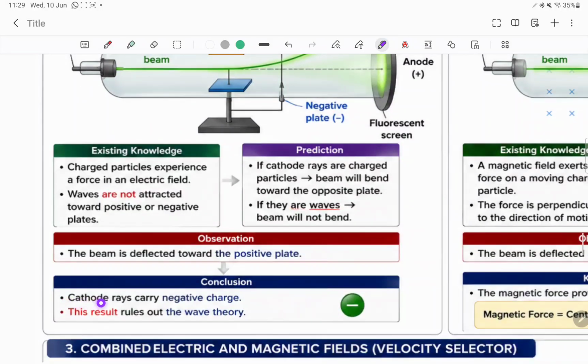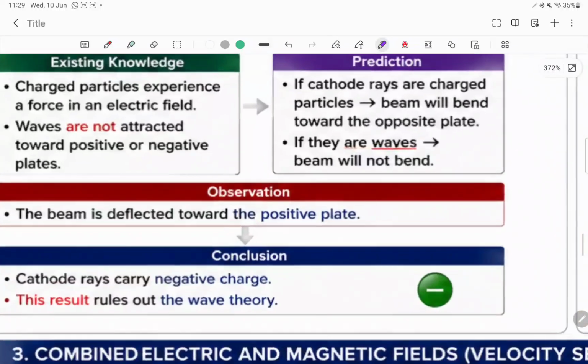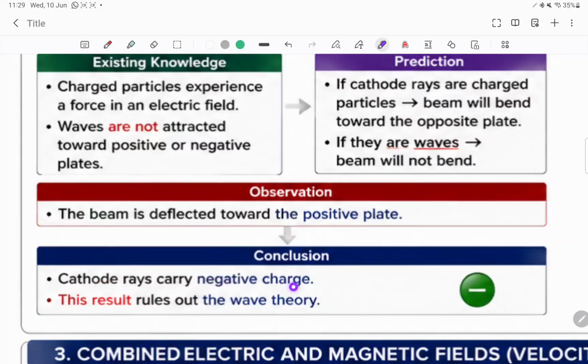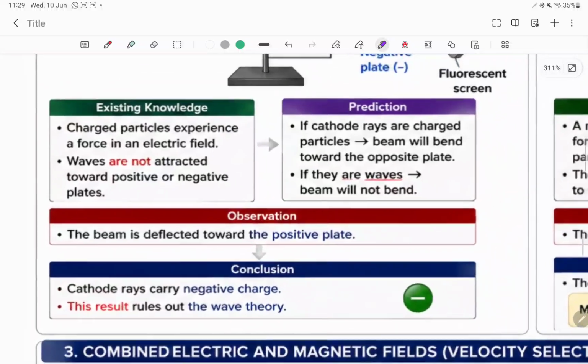that the cathode rays carry negative charge. This result rules out the wave theory. Why? We already know that waves should not be attracted to either side of the plates. If it is attracted, then it's not a wave. So the cathode rays carry negative charge. They are not abstract things, they are particles because they have negative charge. Yes, let's move to experiment 2.